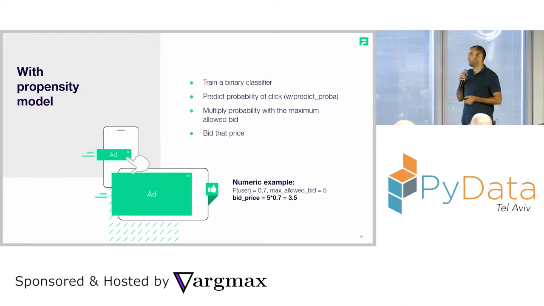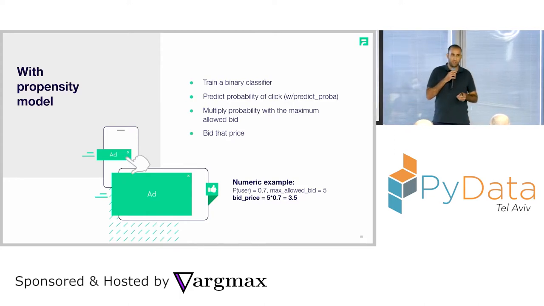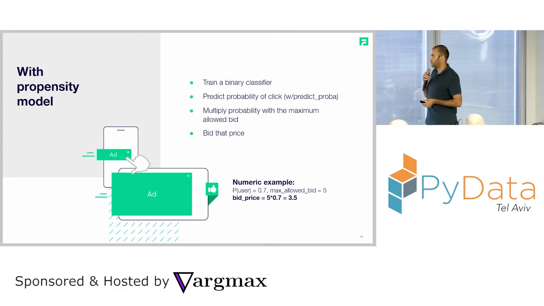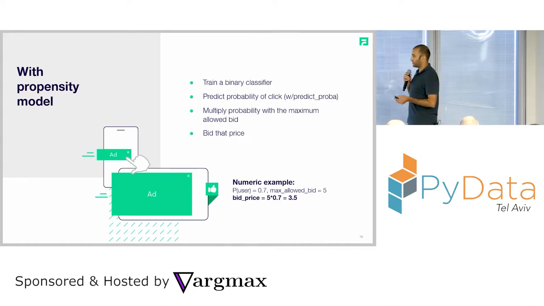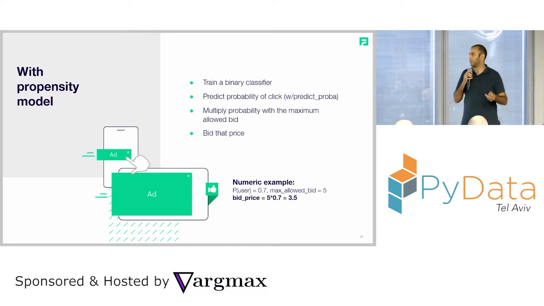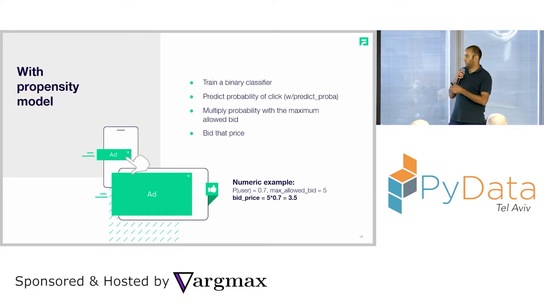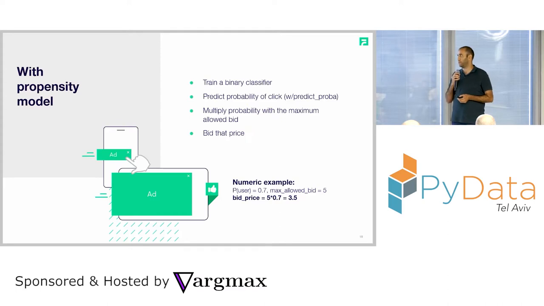The second method is some kind of a propensity model. Basically that means we can train some kind of a binary classifier. A binary classifier can be anything, you know, XGBoost, logistic regression, neural network, etc. Given that we want to predict some kind of probability of click, for example, in our use case. So we get that probability. We can multiply that probability with some kind of configuration information that we have, such as the maximum allowed bid, and we can bid based on that price. So a numeric example: we got a probability of click on a given user, P equals 0.7. The maximum allowed bid is 5. The bid price will be 3.5 accordingly.